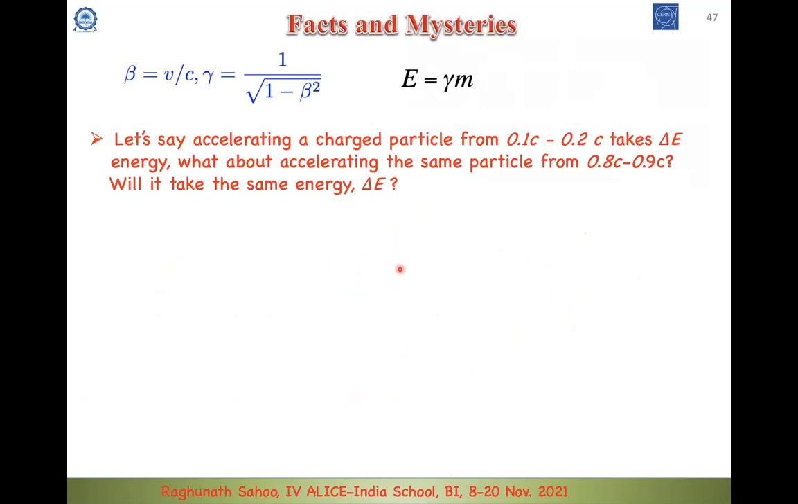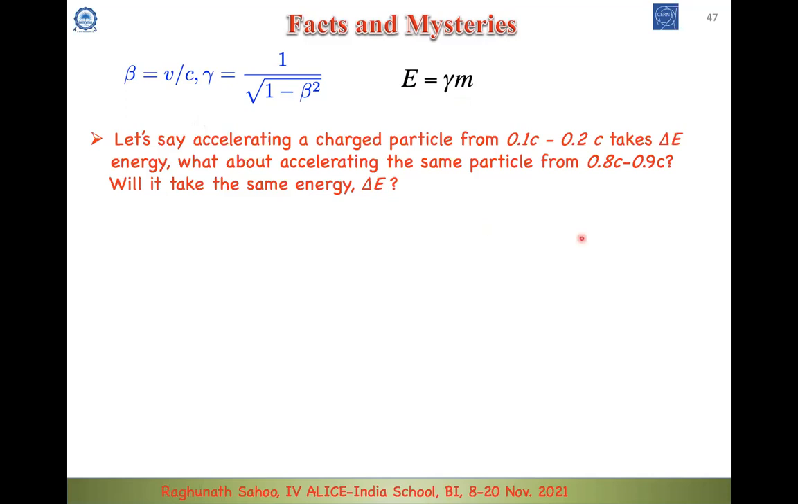Now I just rewrite, just for fun, all this beta and gamma, and I remind you that E is nothing but gamma m. I will ask you a little exciting question before I migrate to the center of mass frame and other related kinematics. The question is, let's say you are accelerating a charged particle from 0.1c to 0.2c. Essentially, it is a 10% difference, from 10% of c to 20% of c.